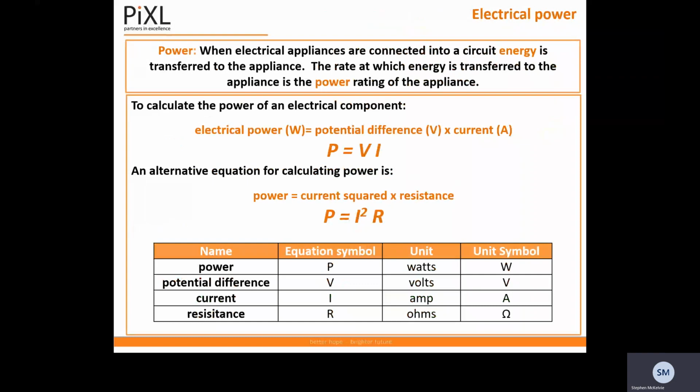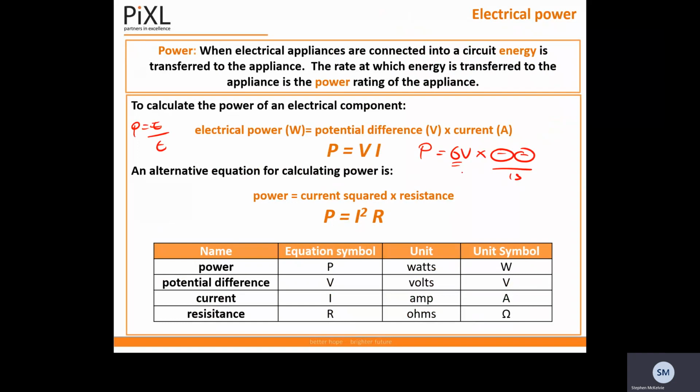We can also calculate power using voltage, current, and resistance. When electrical appliances are connected into a circuit, energy is transferred to the appliance. The rate at which this energy is transferred to the appliance is the power rating of the appliance. So remember that power is the amount of energy that is transferred every unit of time. You can also find power by multiplying the voltage, which is the amount of joules per coulomb, by the amount of coulombs that there are every 1 second.